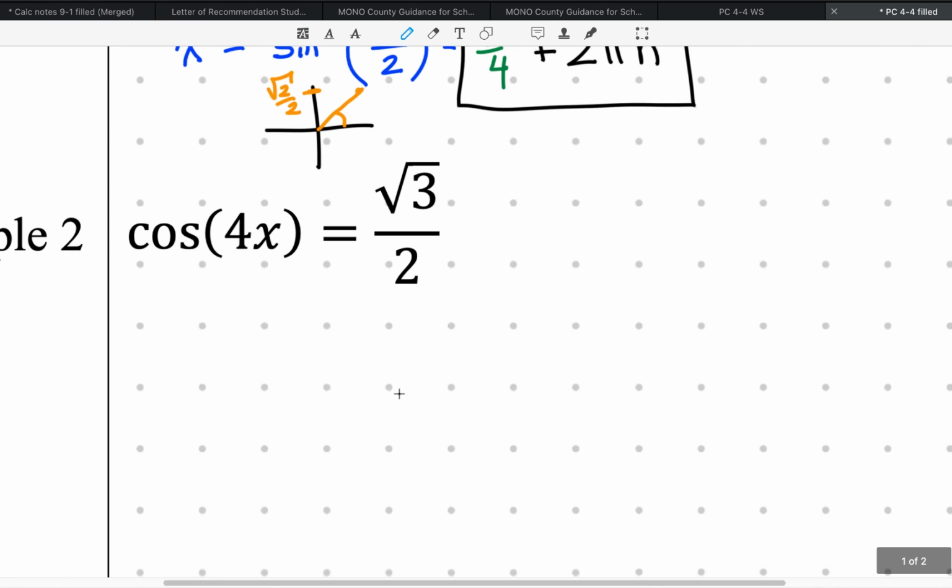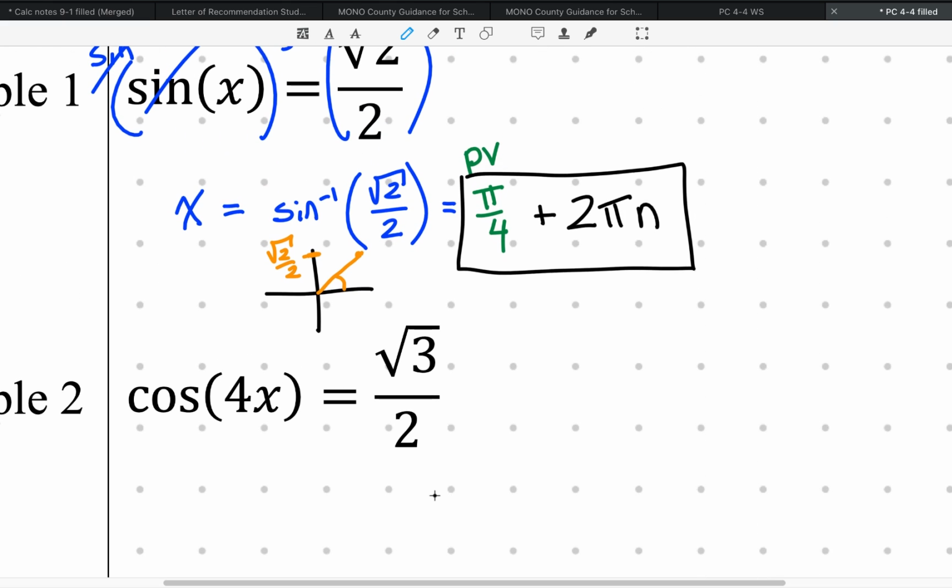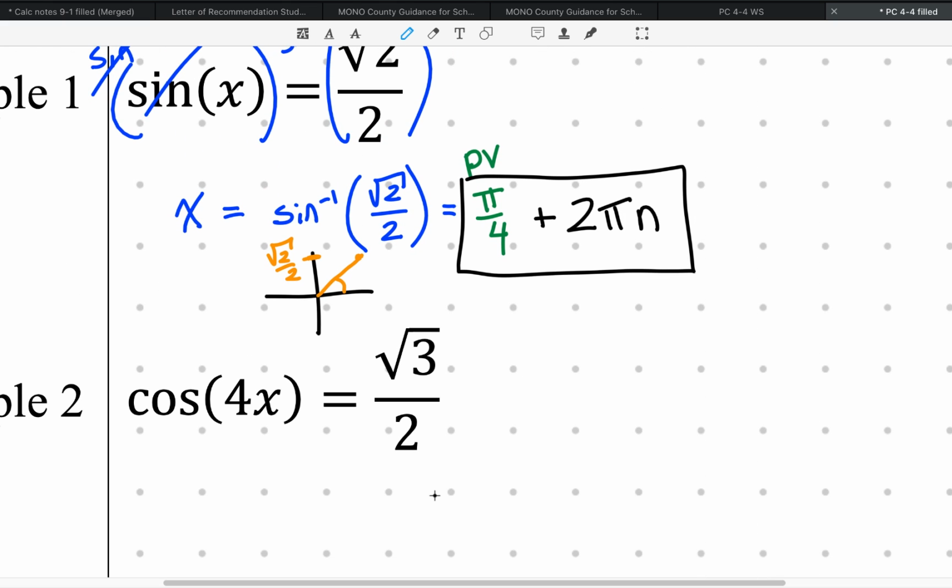Example number 2. Okay, I've changed it around a little bit. I mean, that last problem was pretty straightforward, right? It was just principal value, and then you just use a formula. So it wasn't too new, I'm hoping. Again, principal value is kind of hard, but let's go through this.